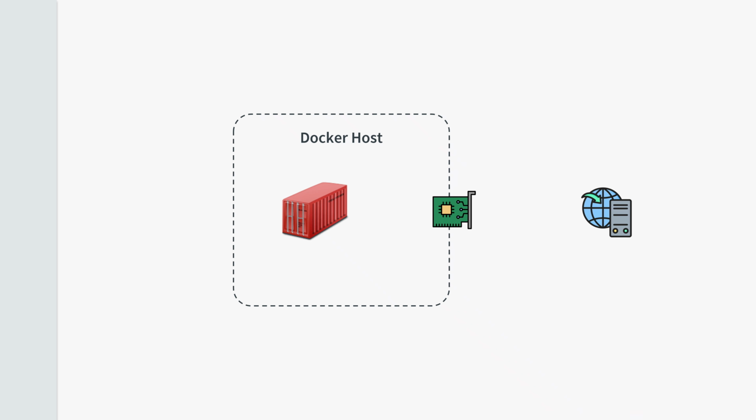Outbound network access is a different story. We don't need to configure anything. If a container needs to reach the internet, perhaps to pull in some updates, it can do so by default. It will use the Docker host's IP address, so the traffic appears to come from the Docker server.